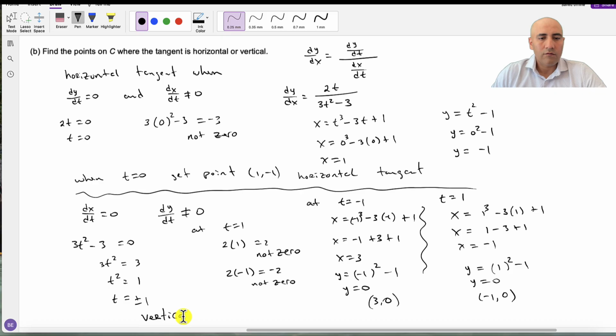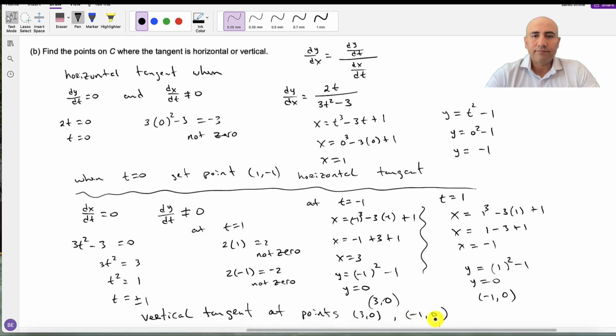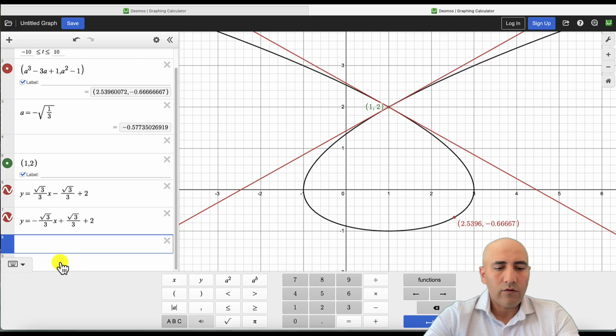Vertical tangent at points (3, 0) and (-1, 0). Okay, let's confirm that with our graph. So let's graph all those ordered pairs.